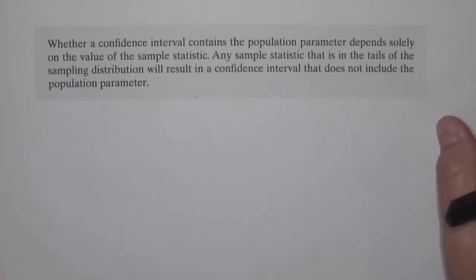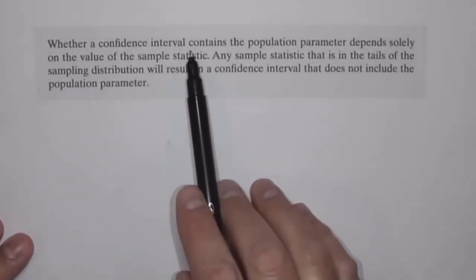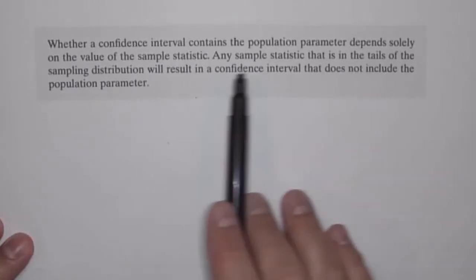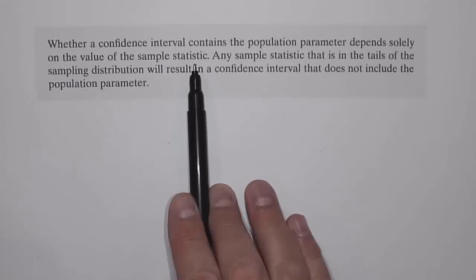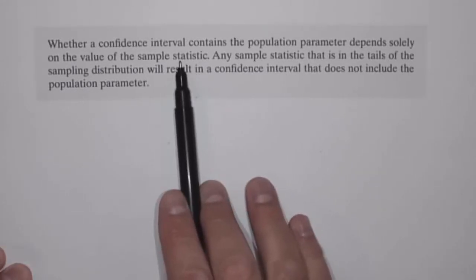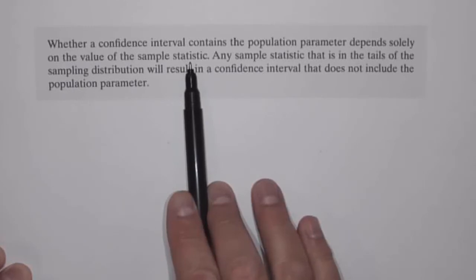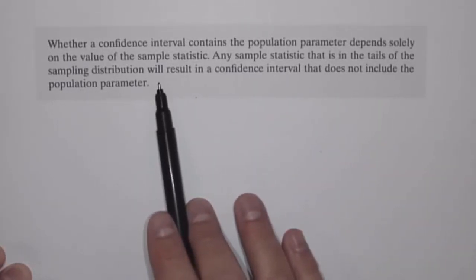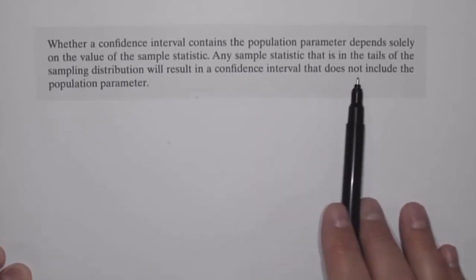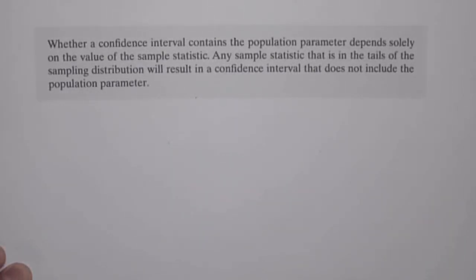Another important thing to consider, whether a confidence interval contains the population parameter depends solely on the value of the sample statistic. So that sample statistic is going to be a specific value depending on the specific sample that we obtain. And so that in and of itself is going to determine really whether or not the confidence interval will contain the parameter. Any sample statistic that is in the tails of the sampling distribution will result in a confidence interval that does not include the population parameter.